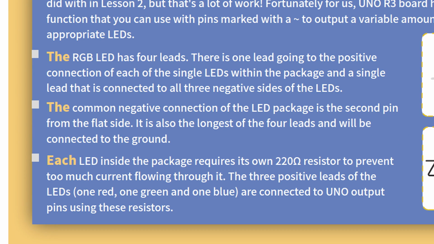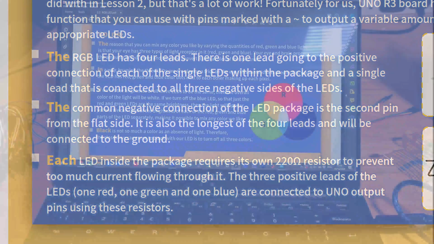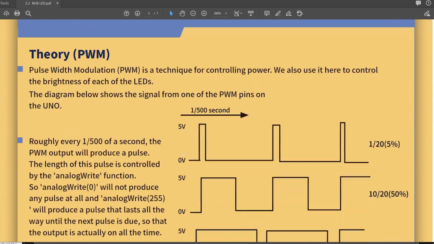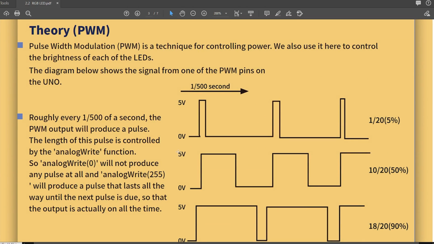Each LED inside the package requires its own 220 ohm resistor to prevent too much current flowing through it. The 3 positive leads of the LEDs are connected to the Uno output pins using 3 resistors. Cool. And this just tells us how we can mix colors together. That's fine. Pulse width modulation. You guys can have a read for this. Just pause the video, have a look.